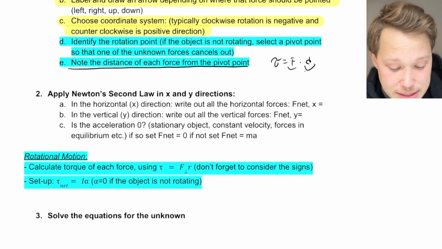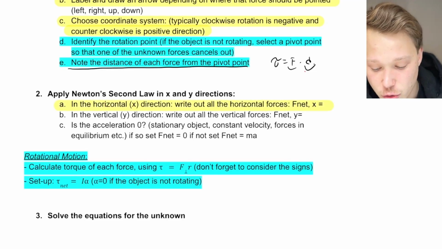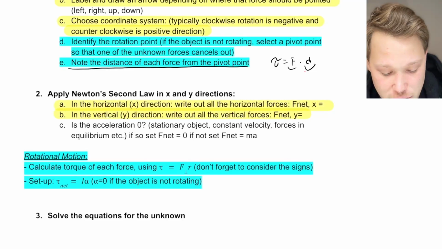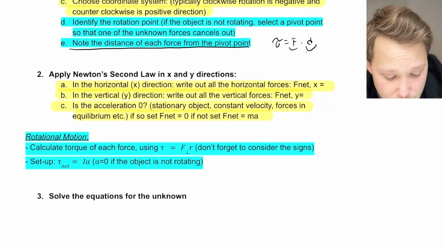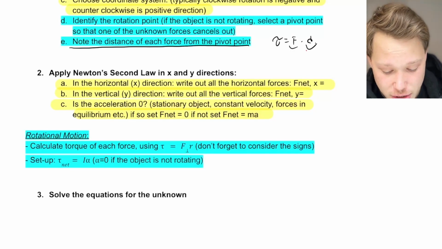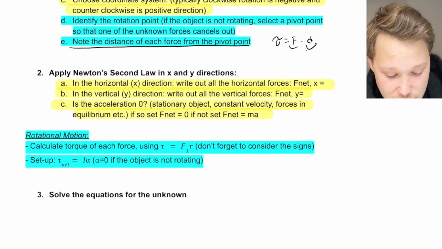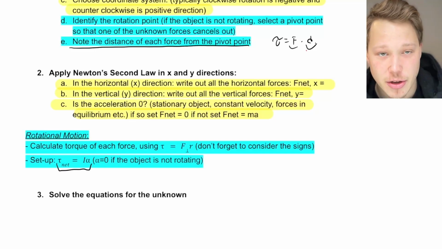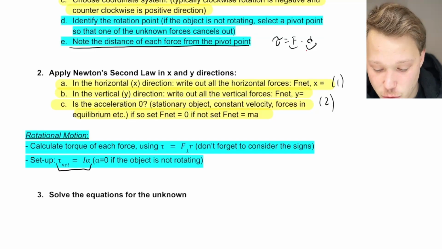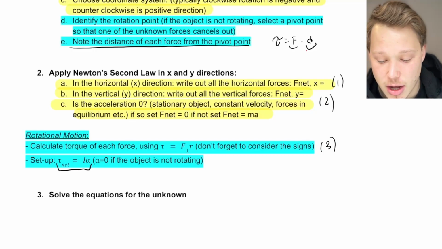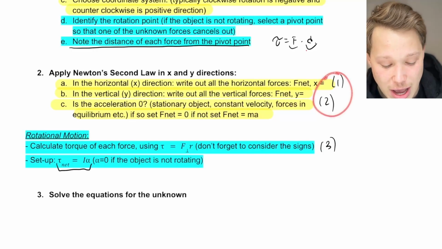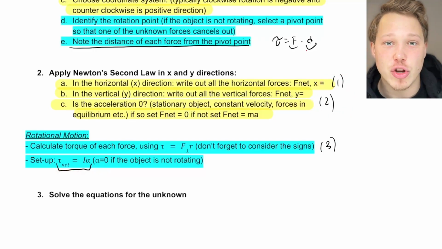Then you apply Newton's second law in the horizontal and vertical directions. So you sum all your x forces and all your y forces, and set them either equal to 0 or ma. Finally, you calculate the torque of each force using the equation for the torque, and you sum all these torques together. So you'll have at most 3 equations in total, right? 2 equations for Newton's second law and 1 equation for the torque. And once you have those 3 equations, you just plug everything in and solve for the unknown.